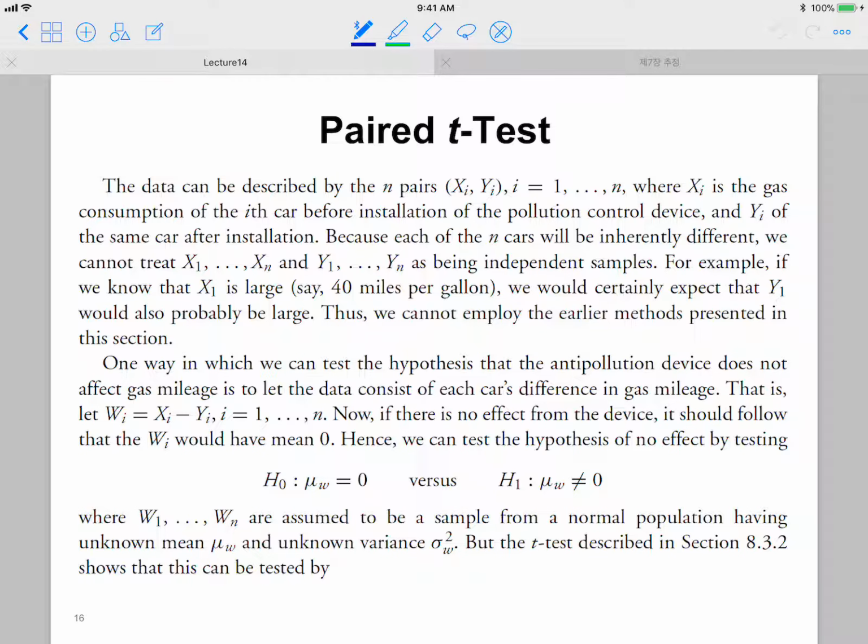Okay, and then the next topic is about the paired setting. So we still consider two different populations, and we are concerned whether their means are the same or not. But in this case, the observations from the first sample and the second sample are actually paired.